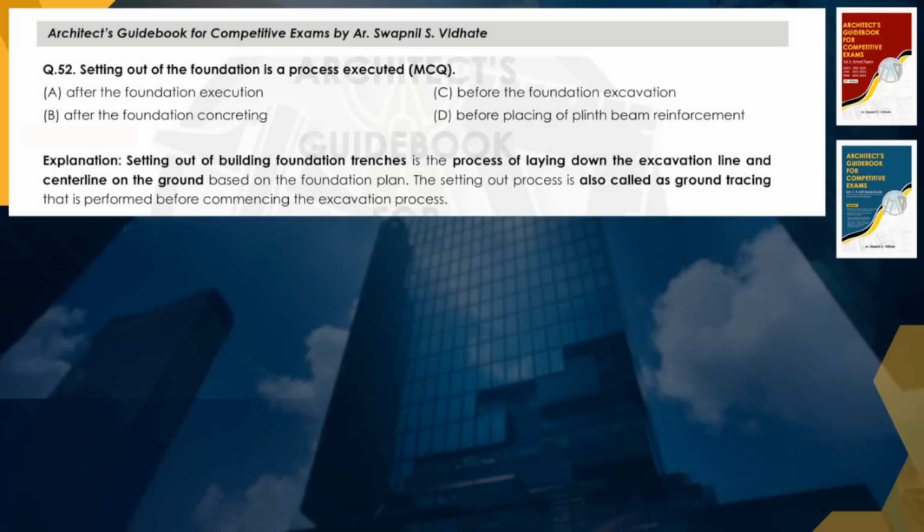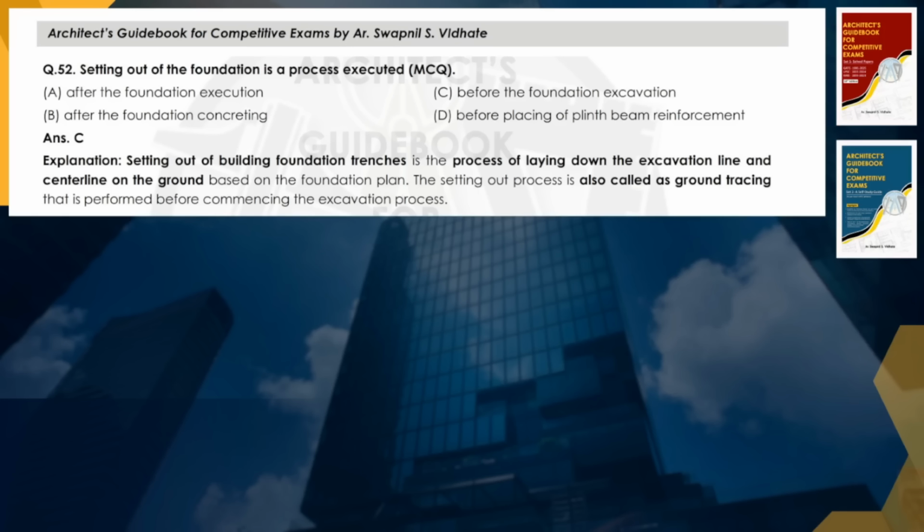As soon as you start your groundwork, first you mark the excavation line, depending upon the foundation size you have calculated, and then you start digging or excavation in the ground. So it is nothing but laying down the excavation line and center line on the ground. The setting out process of the foundation starts before the foundation excavation, which is given at option C. The setting out process is also called ground tracing, which is performed before commencing the excavation process. So option C was the correct answer.